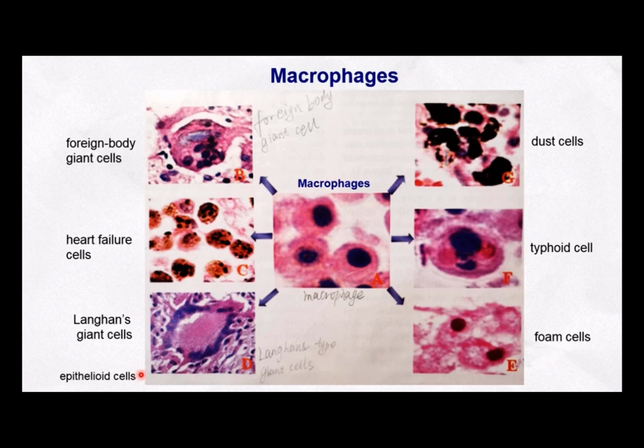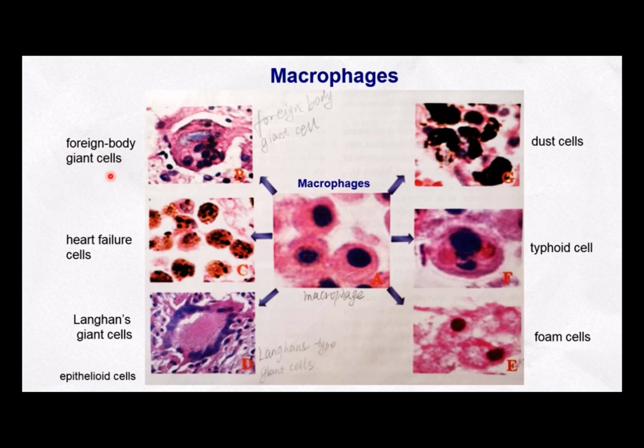Epithelioid cells are characteristic of regions of tuberculosis. They also contain lipid. Langerhans-type giant cells containing more than 20 nuclei are also found in tuberculosis. Heart failure cells are found in the sputum of patients suffering from left heart failure. These cells contain granules of hemosiderin derived from broken down red blood cells in the alveoli.